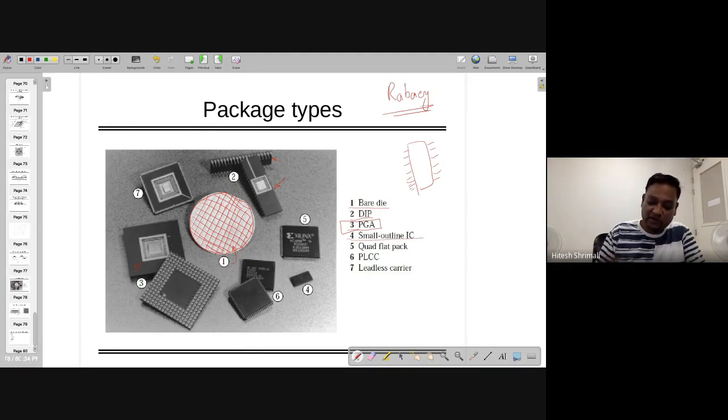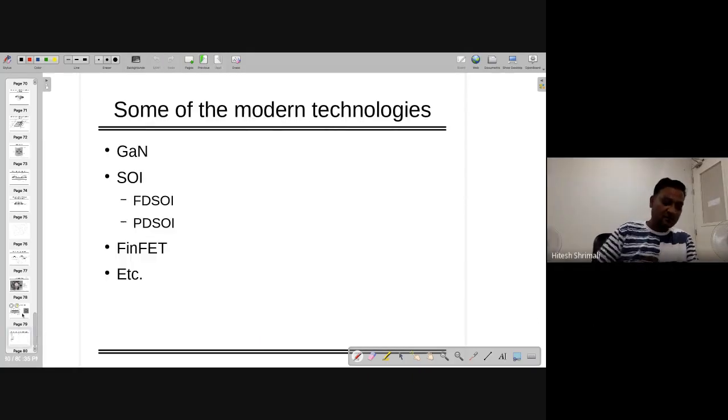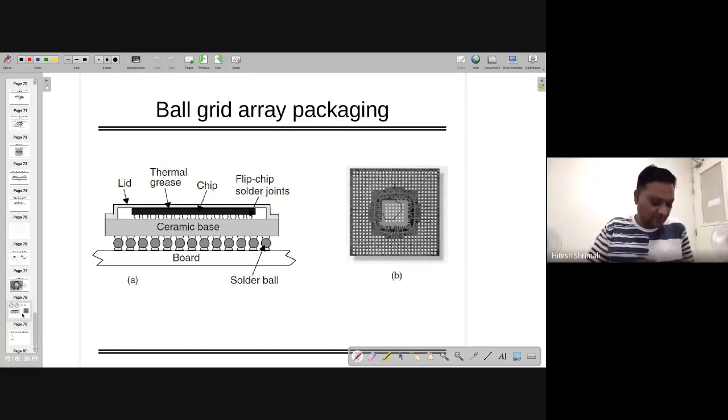Other than that, small outline IC is like this. It's small outline. One is the quad flat, where you have pins on all four sides. One is a PLCC, and many other kinds of ICs are there. I have just taken these from the book for information. Okay, or the packaging. Maybe other things we can keep.